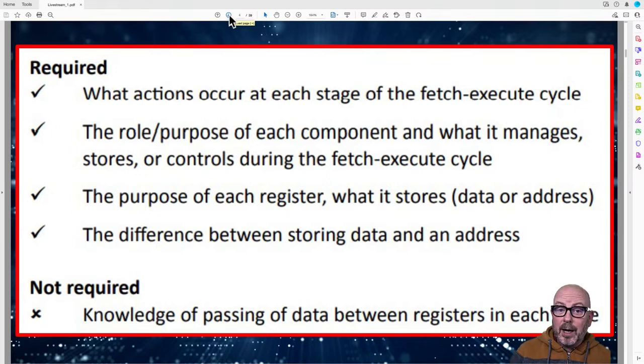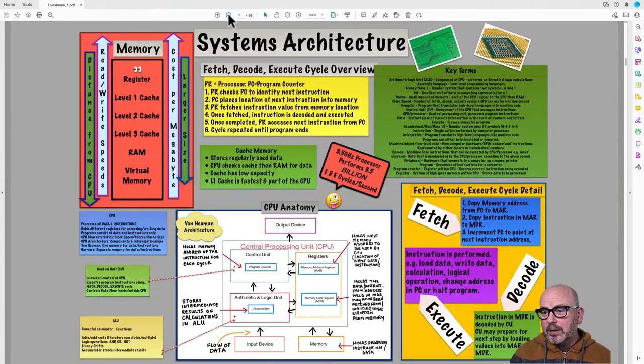You've got a data bus and you've got an address bus and you've got a system bus as well. And that bus is a sort of super fast highway, if you like, a special etched cable into the computer that can move data around really quickly. Okay. And what you don't need to know is about data passing between registers. So that's what you do and don't need to know for this topic.